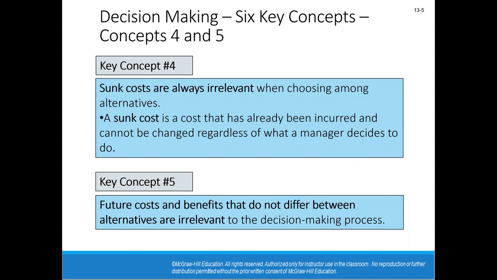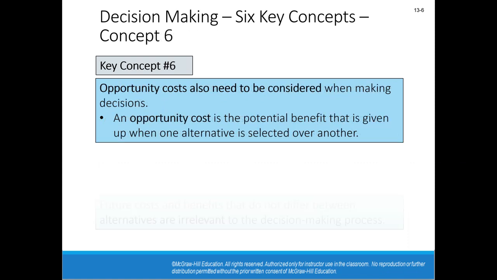Number five, future costs and benefits that do not differ between alternatives are irrelevant. So, for instance, if in option A you still have maintenance costs of $100,000, and in option B you still have maintenance costs of $100,000, that's irrelevant. It's not incremental. It doesn't change the picture.